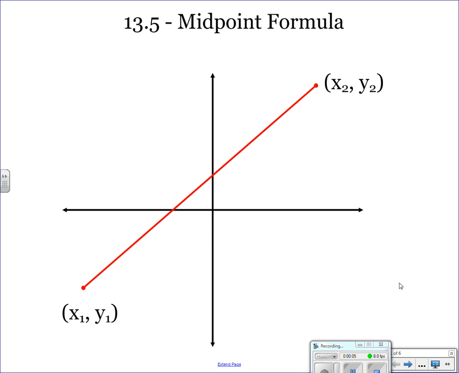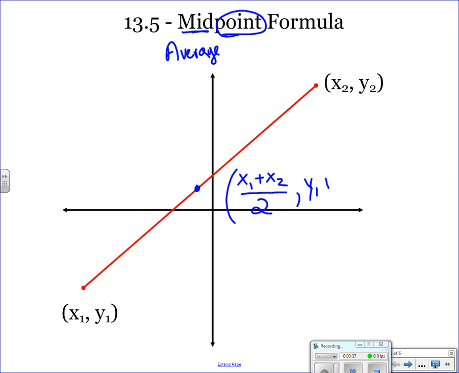Today we're going to be talking about the midpoint formula. Middle, average, and it's a point. So it's the midpoint of a segment. So when we're looking for the middle or the average of something, we take the x coordinates, add them together, divide by how many you have. Y coordinates, add them together, divide by how many you have. And that's going to be our midpoint of that segment, and it's a coordinate.